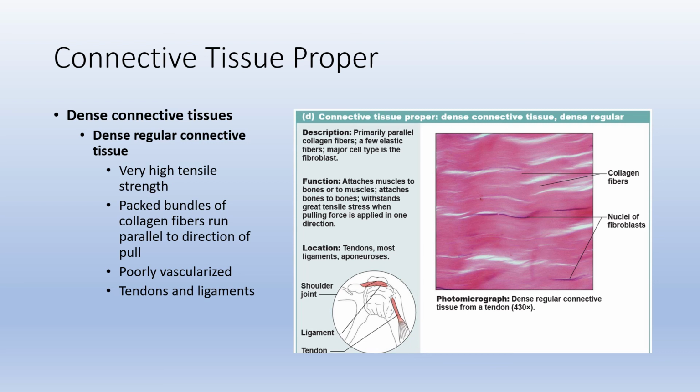But if you look at the image, you see that these fibers are running parallel to each other, which is where we get the name regular. You will not be shown a picture on your exam, but you should know the location of dense regular connective tissue.